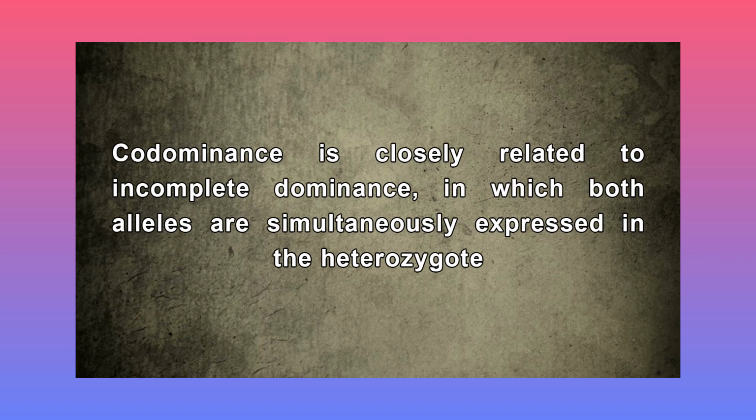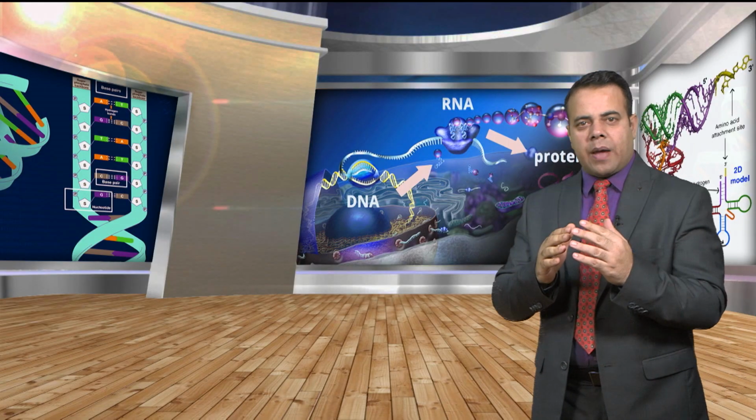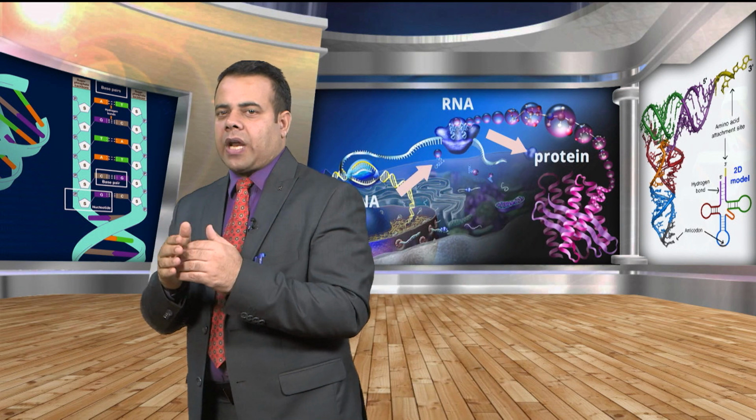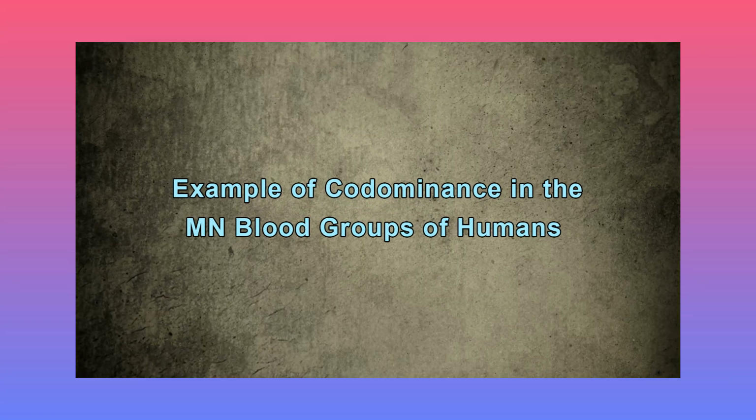Codominance is closely related to incomplete dominance, in which both alleles are simultaneously expressed in the heterozygote. So in codominance, the phenotype of the heterozygote is not intermediate between the phenotypes of the homozygotes. Rather, the heterozygote simultaneously expresses the phenotypes of both homozygotes. We can see an example of codominance in the MN blood groups of humans.